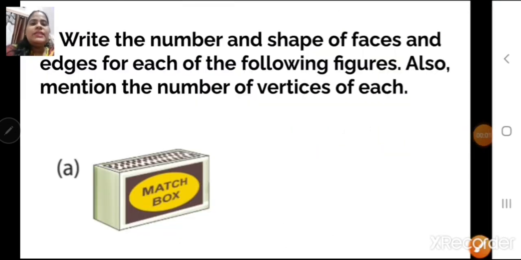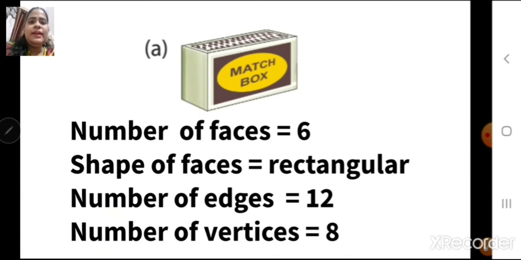Children, next is question number 3. Write the number and shape of faces and edges for each of the following figures. Also mention the number of vertices of each. Okay, so we have to look at the picture and write the shape, faces, vertices and edges. Okay, the first one, A1, you can see it is a matchbox. Now a matchbox is rectangular in shape, right? It is a rectangle and it looks like a cuboid, right? So let us write the answer.